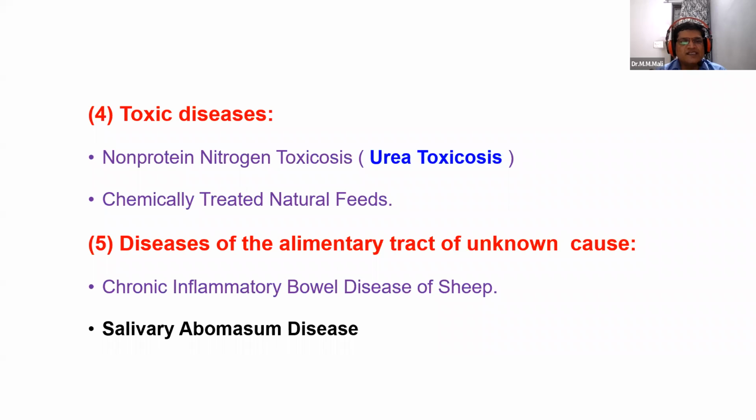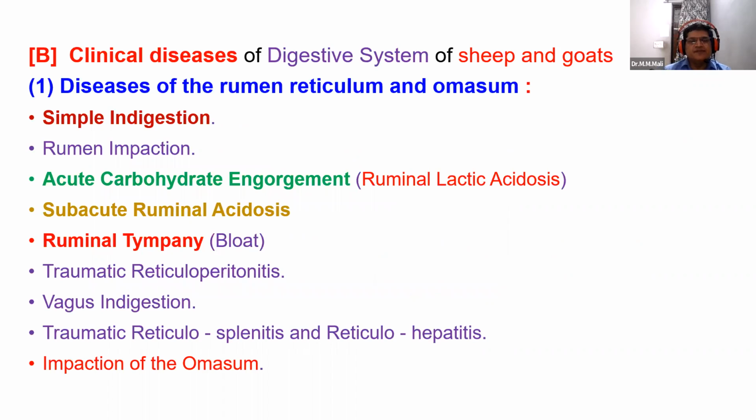Among this, the next disease may be the chemically treated natural feeds and the diseases of alimentary tract of unknown etiology. Among this, the chronic inflammatory bowel disease of sheep like humans, and the second one is the salivary amoebism diseases. So this category, I tried to categorize this condition as clinical or infectious among these types of diseases of alimentary tract of sheep and goats. Now, clinical diseases.